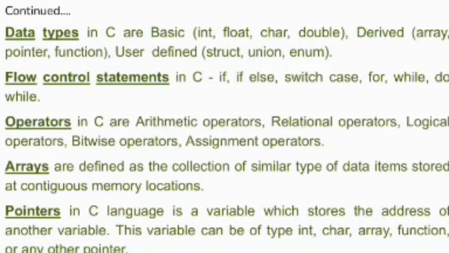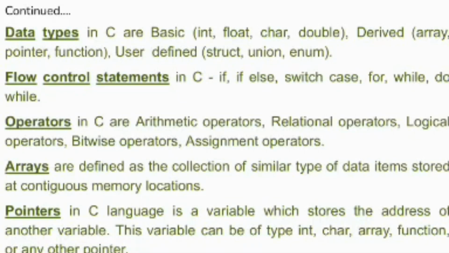The basic data types in C are int, float, char, and double. Derived types are array, pointer, and functions, and user defined types are struct, union, and enum. The flow control statements in C are if else, switch case, for, while, and do while.